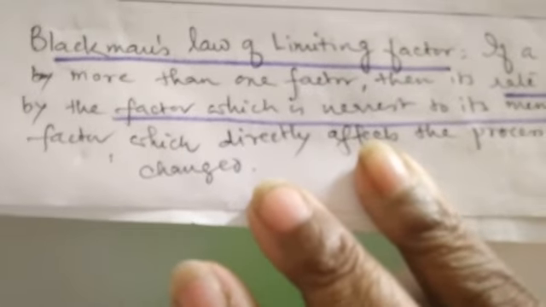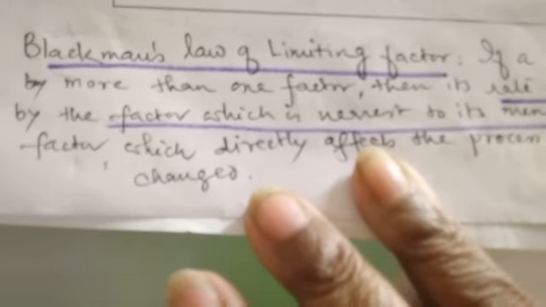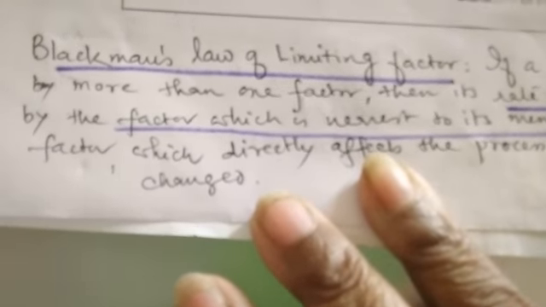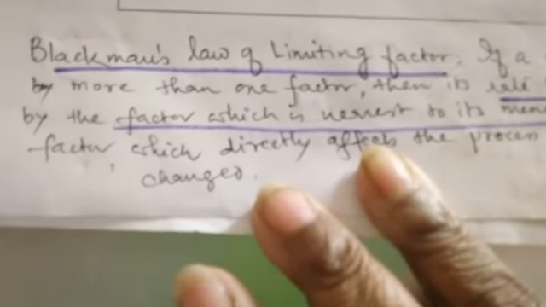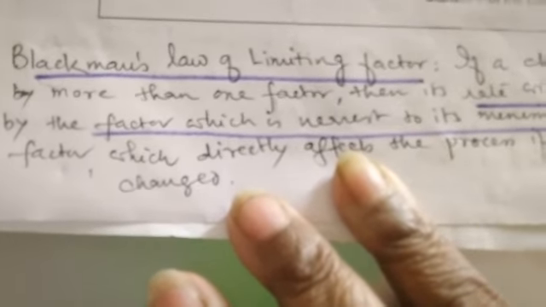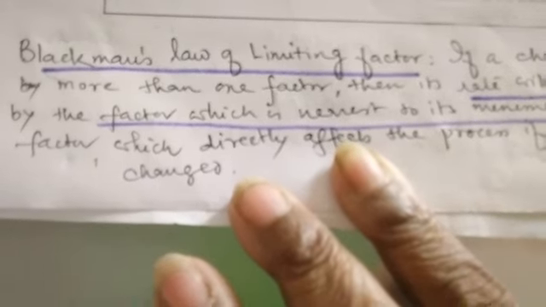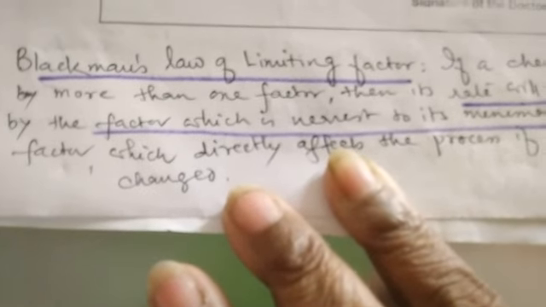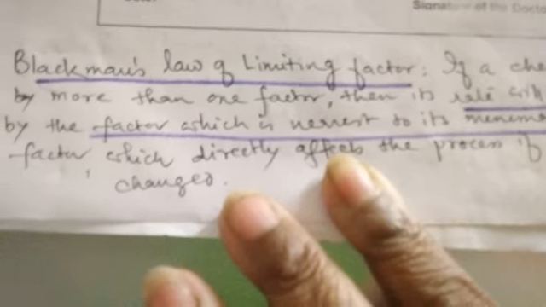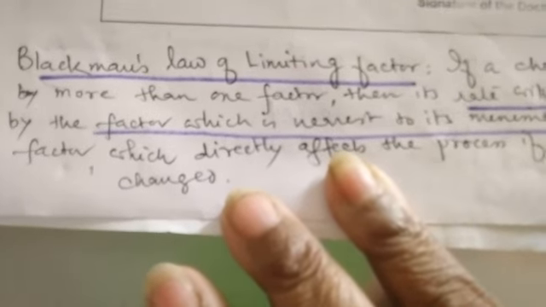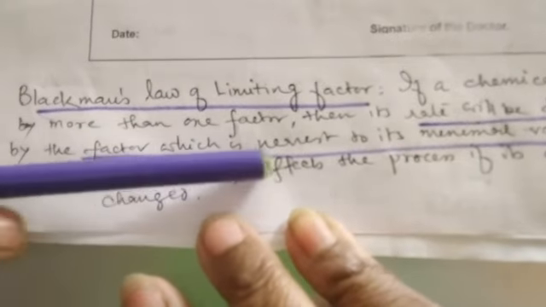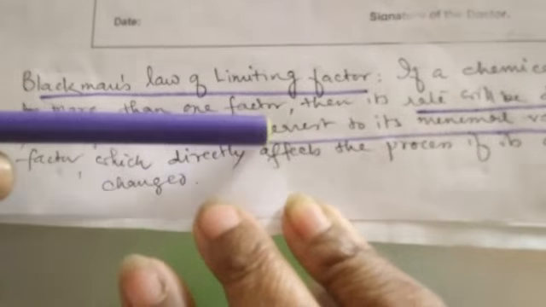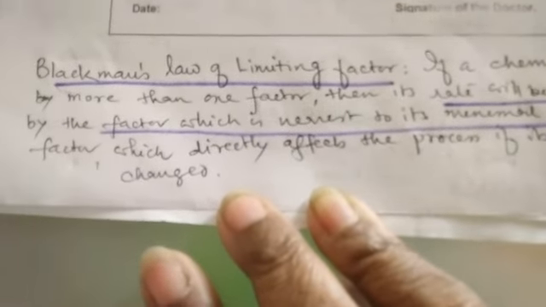So ultimately we can discuss Blackman's law of limiting factors, which was proposed in 1905: if a chemical process is affected by more than one factor, then its rate will be determined by the factor which is nearest to the minimal value. It is the factor which directly affects the process when its quantity is changed. So the factor having the nearest minimal value will actually regulate the rate of reaction.